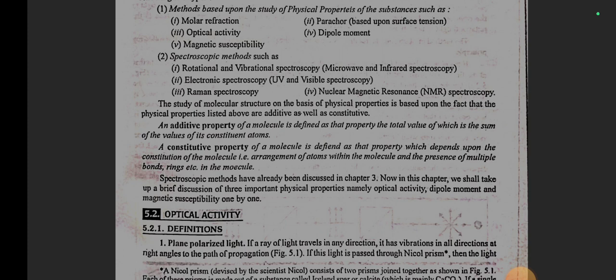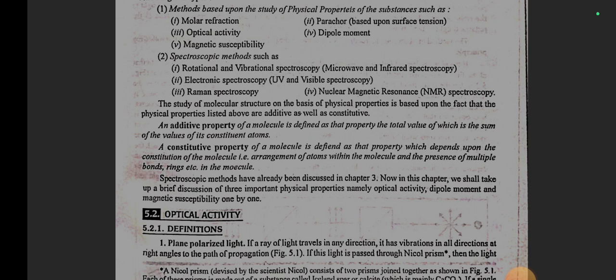The study of molecular structure on the basis of physical properties is based upon the fact that the physical properties listed above are additive as well as constitutive. An additive property of a molecule is defined as that property, the total value of which is the sum of the values of its constituent atoms. A constitutive property of a molecule is defined as the property which depends upon the constitution of the molecule, that is, arrangement of atoms within the molecule and the presence of multiple bonds, rings, etc.